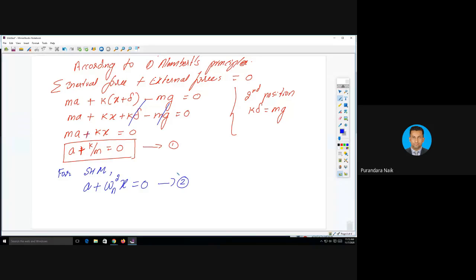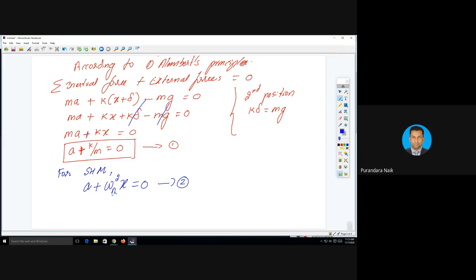Is it correct? This equation we have derived, right? That is A plus omega square x. Here we are going to take omega n because it is the natural frequency. Is it okay? So this is the equation we have derived in the previous derivation: A plus omega n square x is equal to 0 for SHM.